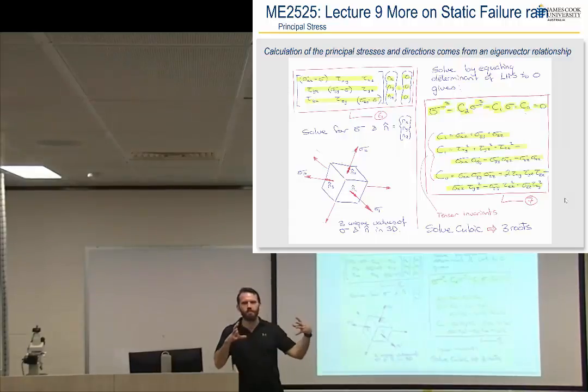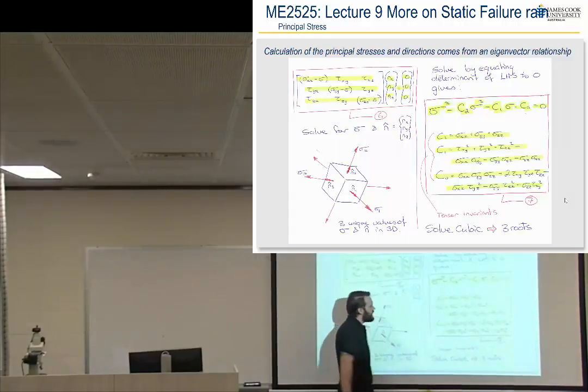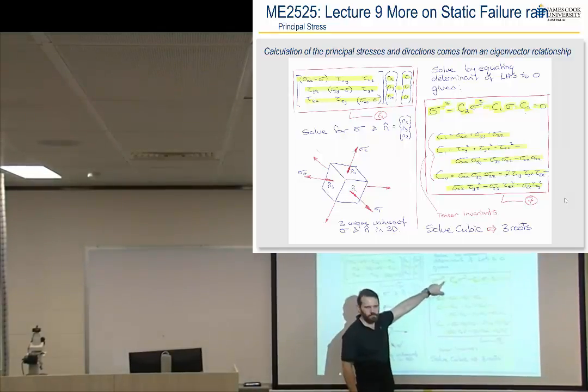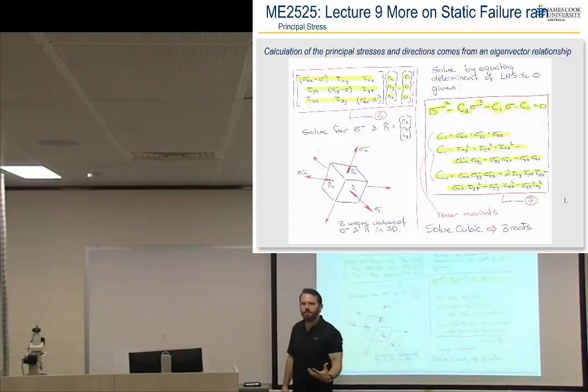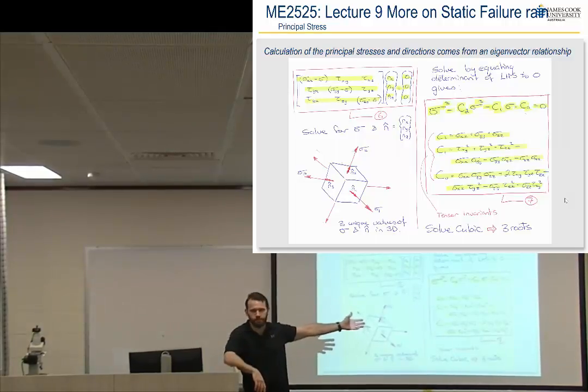Alright, so if you know the applied stress element, you know all of these values, so you can get a single value for those, and then we have a cubic. How many solutions are there to a cubic? Well, let's start with how many solutions are there to a quadratic? Possible solutions to the root. Two. So how many possible solutions are there to a cubic? Three. So there are three values of sigma that will satisfy this equation. And those three values of sigma are sigma 1, sigma 2, and sigma 3. Okay, so basically you solve that cubic, and you get three values of sigma, and then you have your three principal stresses.